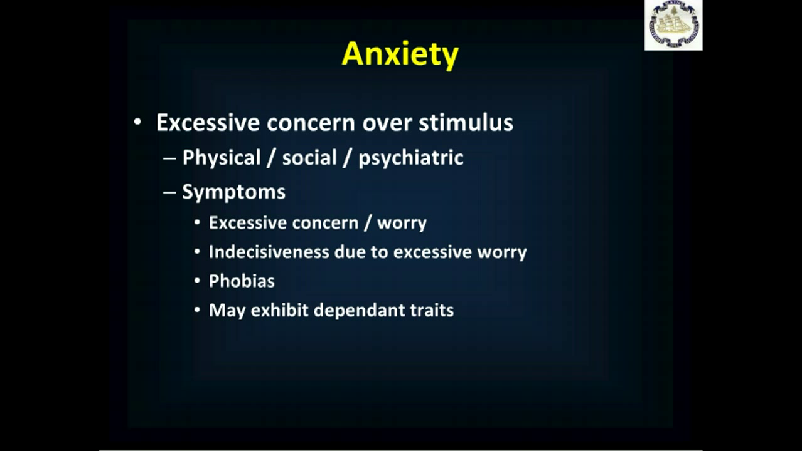So we'll start by talking about anxiety, which is something that all of us experience to one degree or another, but can be debilitating for certain individuals. And anxiety is excessive concern over something that shouldn't cause that much concern. And that stimulus can be physical or social, or it can be mental or psychiatric. The symptoms are obviously excessive concern or worry, so anxiety, inability to make decisions because of that, phobias or irrational fears, fears that are in excess to the threat, and there may be some degree of dependency. That is, they look to others to do things or help them in many different ways because they can't figure out how to do things themselves.